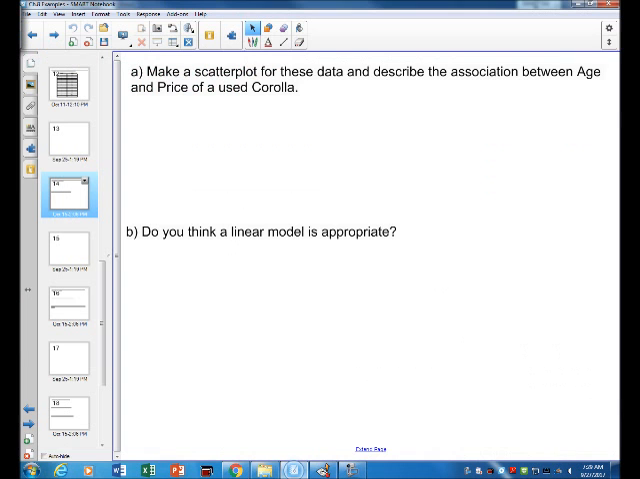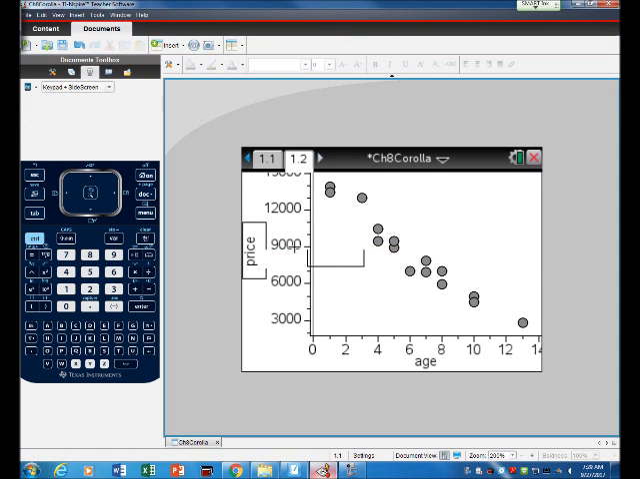And what I'm going to do when it says, do you think it's appropriate? Basically, I want to first think about form, direction, and strength. And then when I think about form, if I think that this is linear, then I feel comfortable proceeding with running a linear regression model. So that's kind of the first check. We know they're both quantitative variables. We have age in years, price in dollars. So we're good there. We're okay to make the scatter plot. Now the question is, can we keep going and actually run a linear regression model?